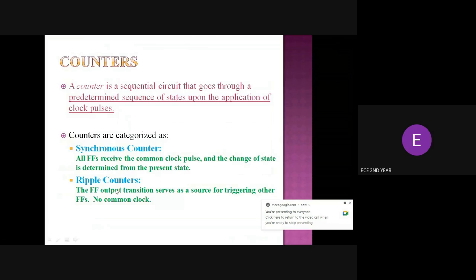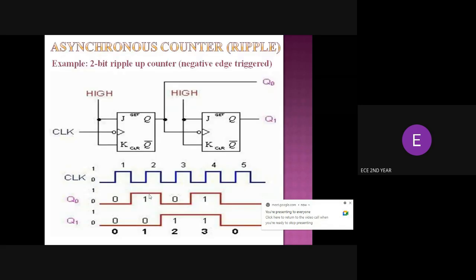For a ripple counter or asynchronous counter, the flip-flop output transition serves as a source for triggering other flip-flops. That means we get the clock pulse of the second flip-flop from the first flip-flop's output. That we have already studied. We started asynchronous counters with the 2-bit ripple up counter.